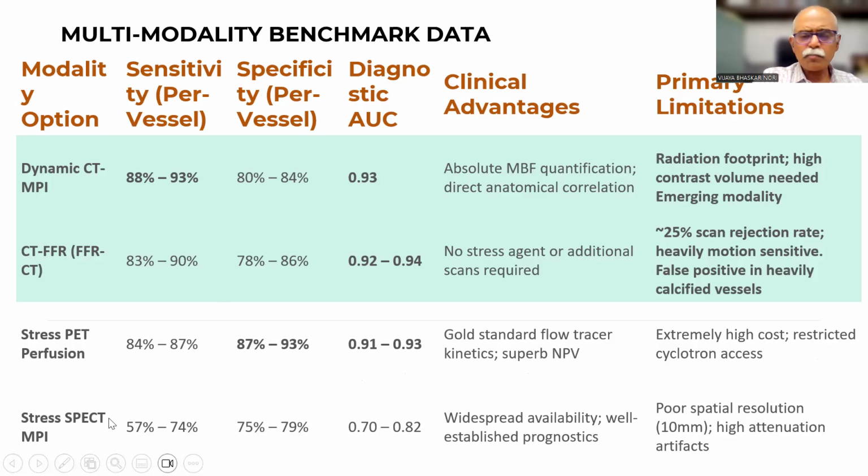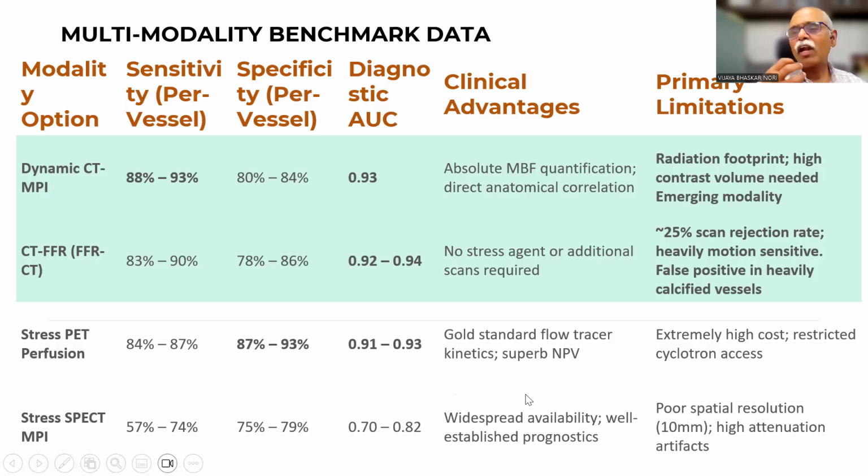Now, stress SPECT MPI is the workhorse and the widely available modality as of today. That's why we compared with SPECT perfusion, and we got very good correlation. Unfortunately, the spatial resolution is less, and it does not give you absolute myocardial blood flow values.